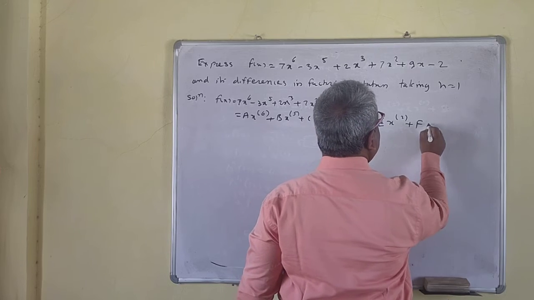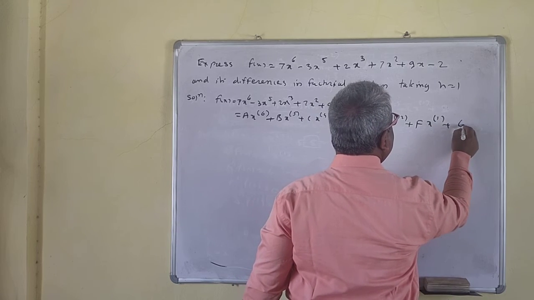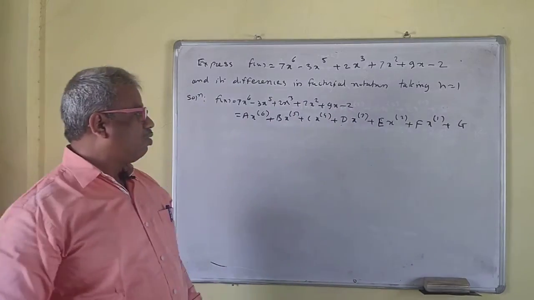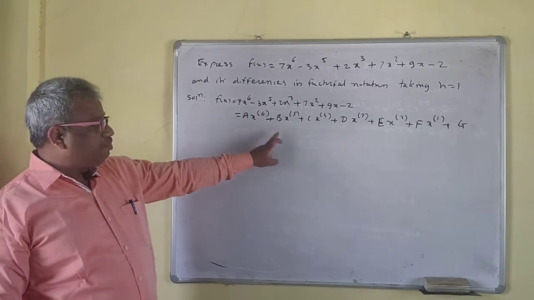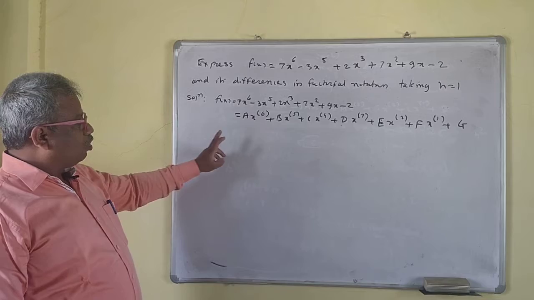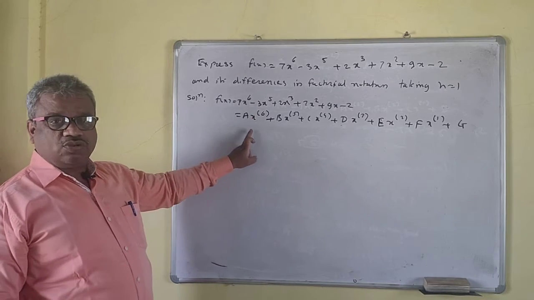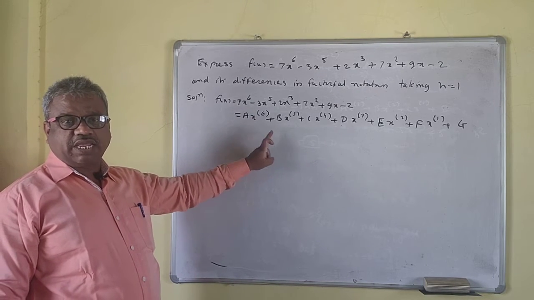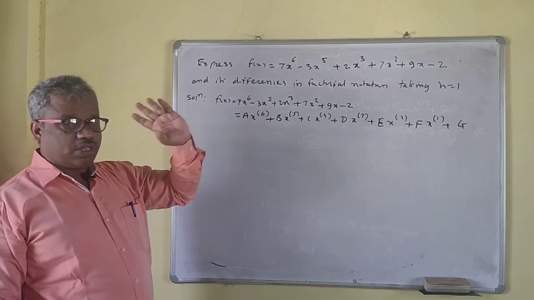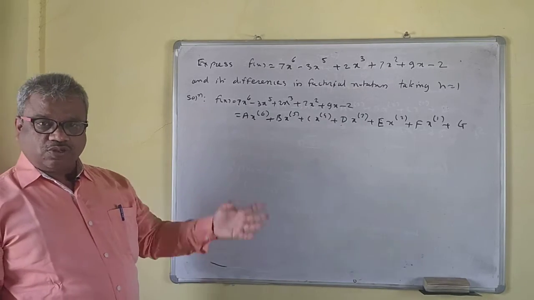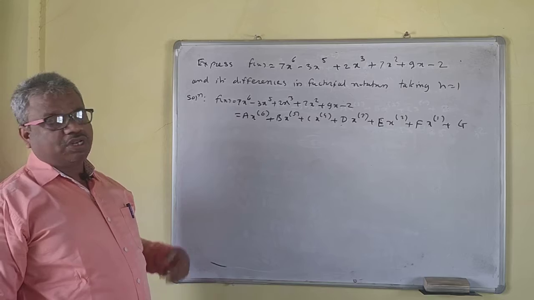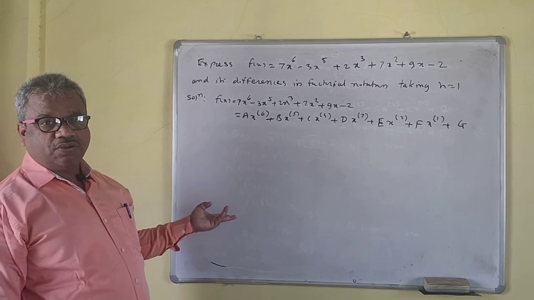So this is x to the power 1 plus G. Now our aim is to find A, B, C, D, E, F, G. So if you write x is equal to x into x minus 1, x minus 2, x minus 3, x minus 4, x minus 5 and so on, and if you put x is equal to 0, x is equal to 1, x is equal to 2, x is equal to 3, x is equal to 4, x is equal to 5, right?